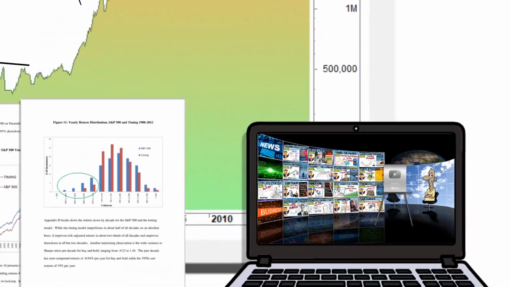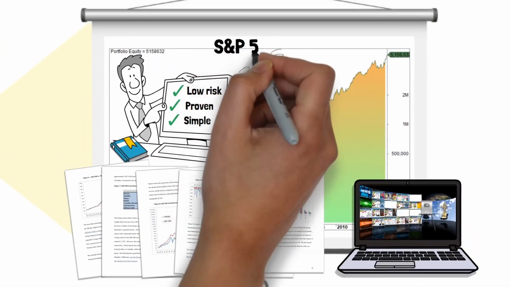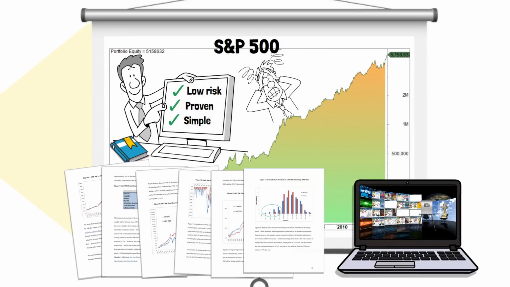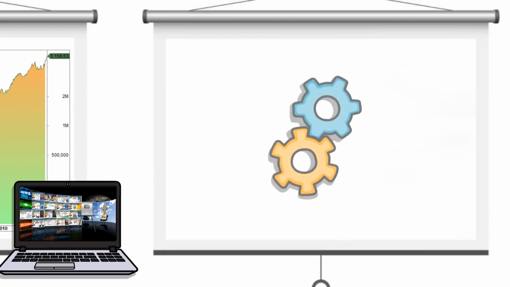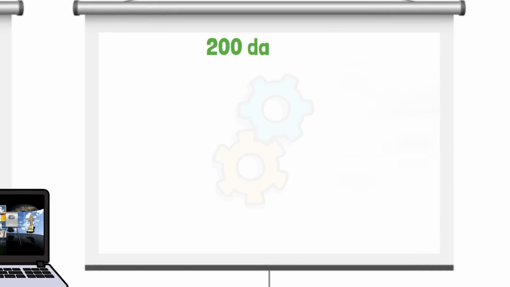The approach in today's video is based on the largest 500 companies in the US, meaning that neither liquidity nor scalability are concerns. The strategy is proven by backtests based on two different rules. The first backtest is based on the 200-day moving average rule.